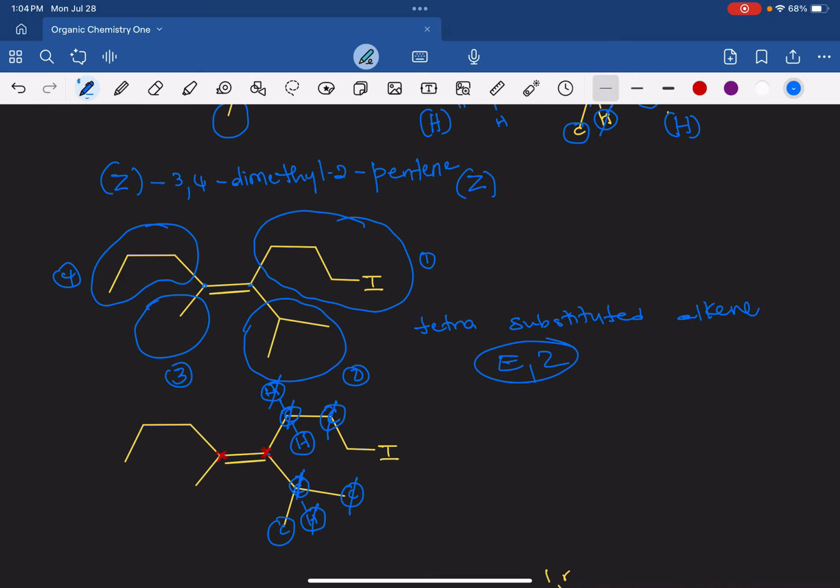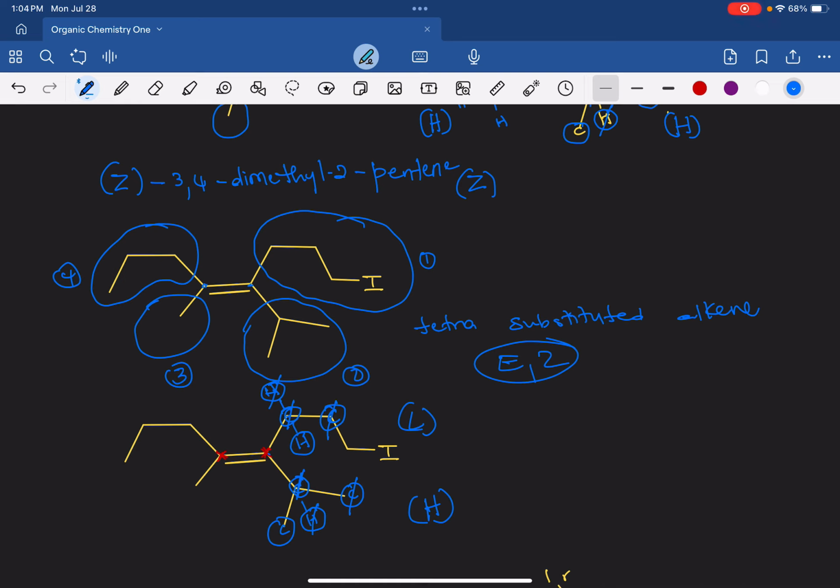But what I'm left with to compare, I am left with a hydrogen and a carbon. Carbon has a higher atomic number than hydrogen. So this is high and this is low. Let's move over.